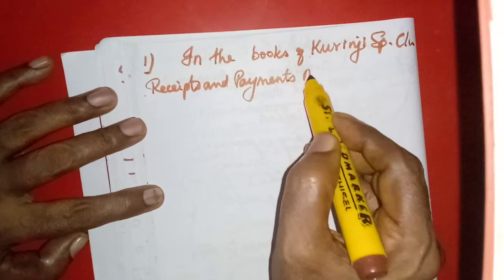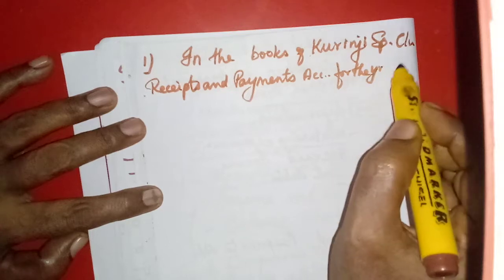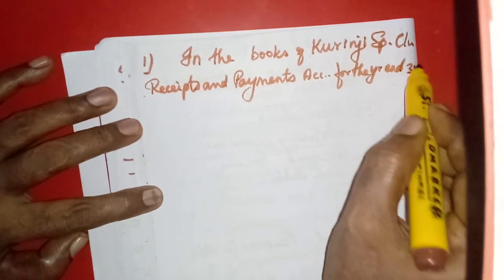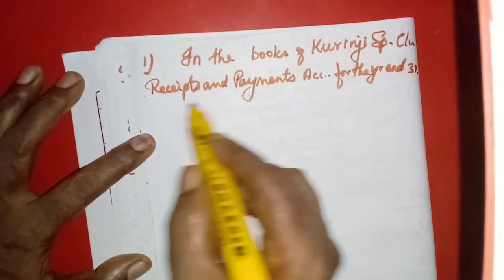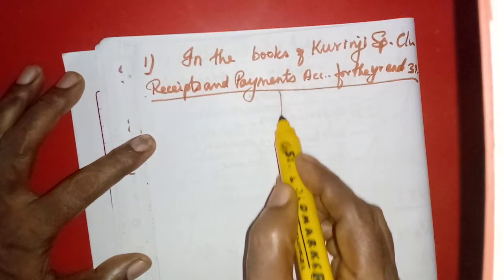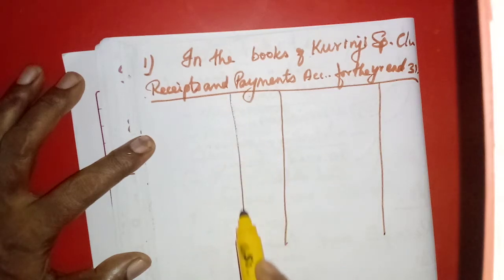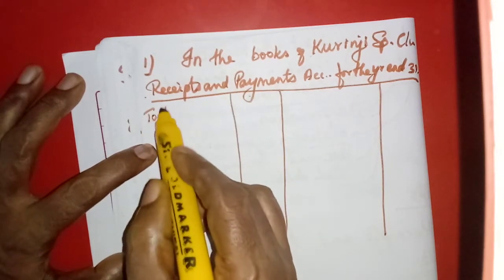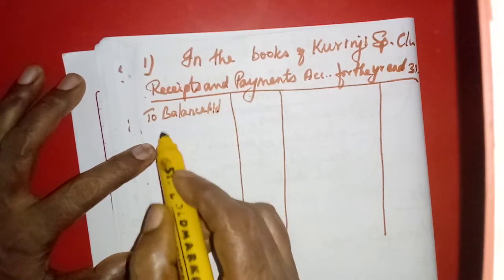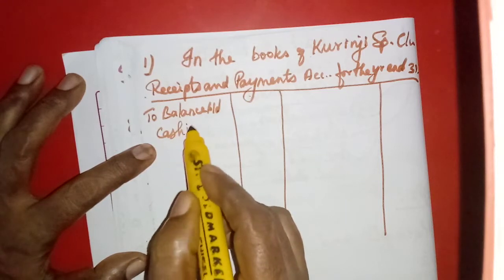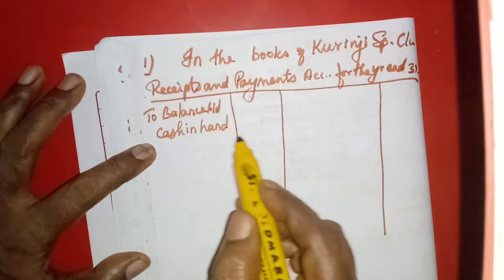Receipts and payments account. Write fully for the year ended 31st December 2018. Okay, first cash in hand. So we should use both the pages. To balance brought down, opening balance, cash in hand 4,000.